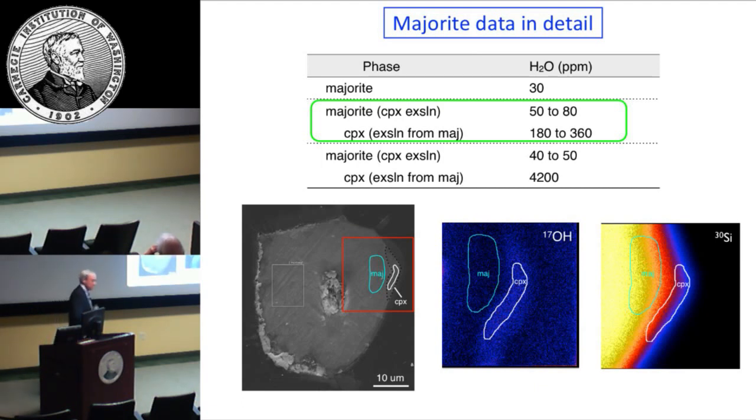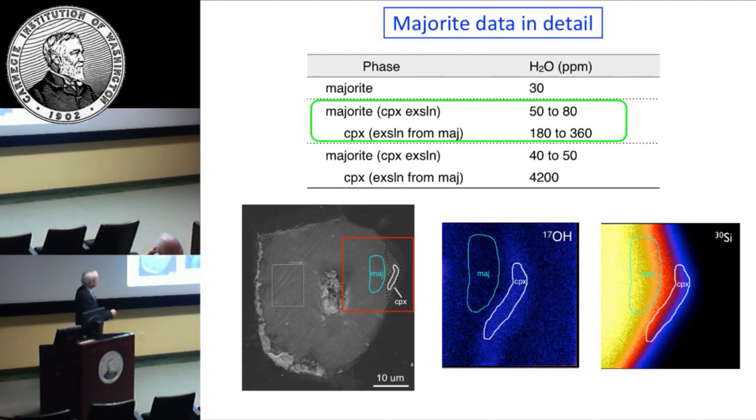Majorite is a silica-rich or clinopyroxene-rich kind of garnet that you find at high pressure. And so one individual Majorite with no exsolution was fairly low. And the Majorite where we had clinopyroxene exsolution was a little bit higher, but the clinopyroxene had most of the water in it, suggesting that these kind of numbers for Majorite are real numbers, and we just didn't see any clinopyroxene exsolving from this particular Majorite.